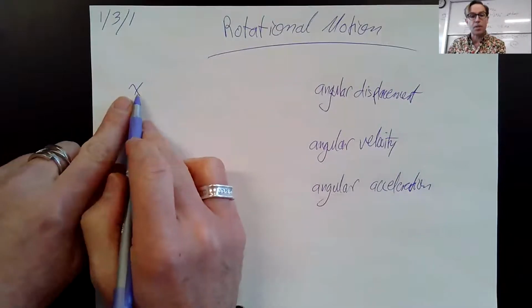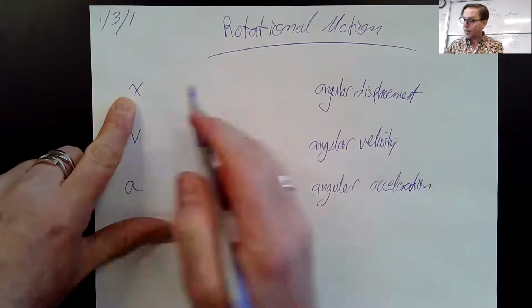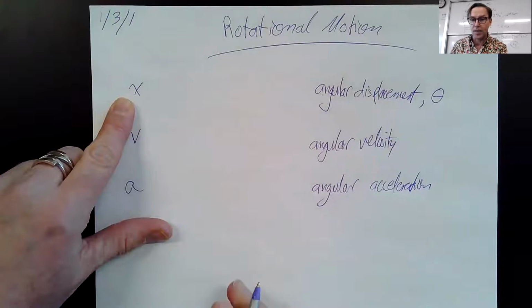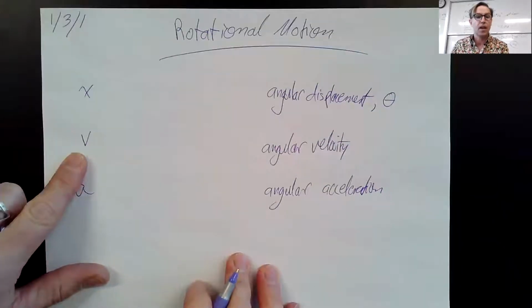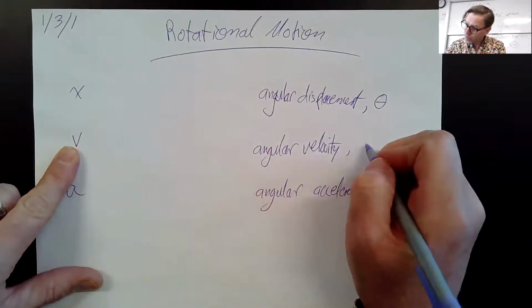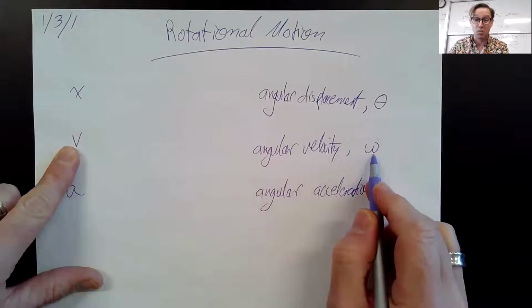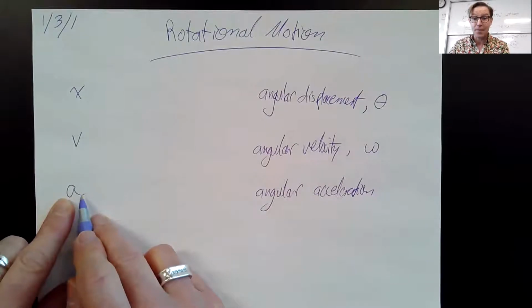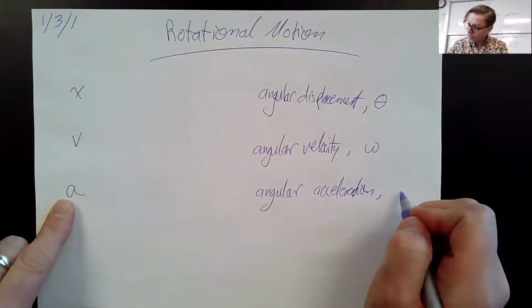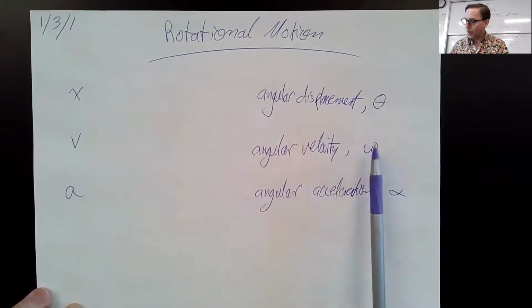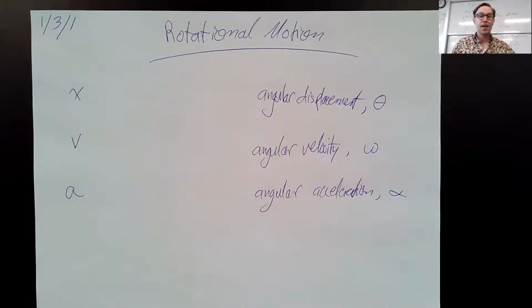So this is displacement. We use the letter X to abbreviate that. Angular displacement, we're going to use the Greek letter theta, to abbreviate that. Velocity, we use the letter V. For angular velocity, we're going to use the Greek letter omega. It looks kind of like a little W. And linear acceleration, we use the letter A. For angular acceleration, we're going to use the Greek letter alpha. So there we go. These are the three letters that we are going to use to describe rotational motion.